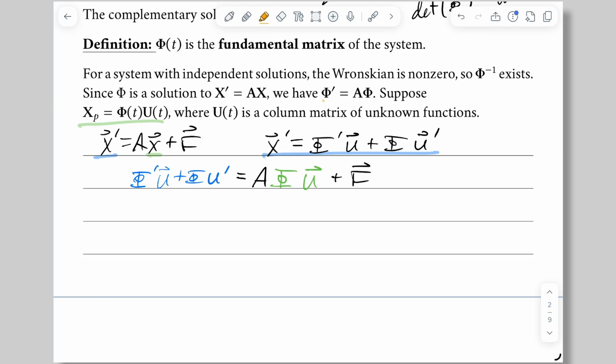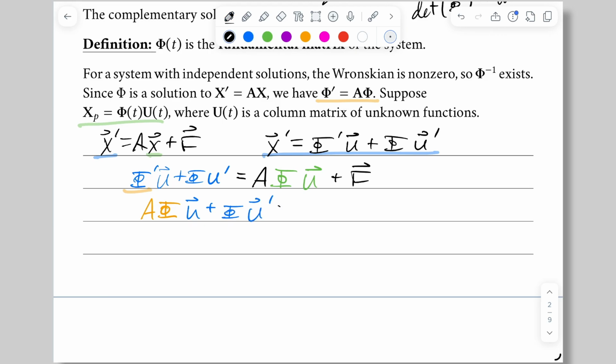We've already reasoned that phi prime is equal to A phi, so we can replace phi prime in the equation using A phi. We end up with A phi times u plus phi times u prime is equal to A phi u plus f. A phi u is on both sides, so we can subtract it out, and we have phi u prime is equal to f.